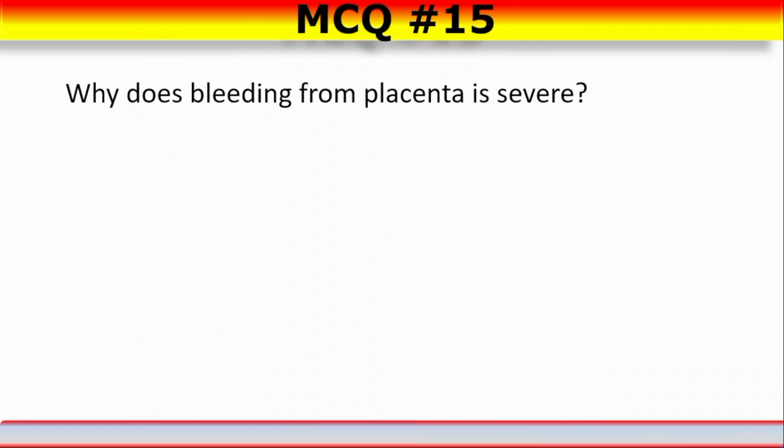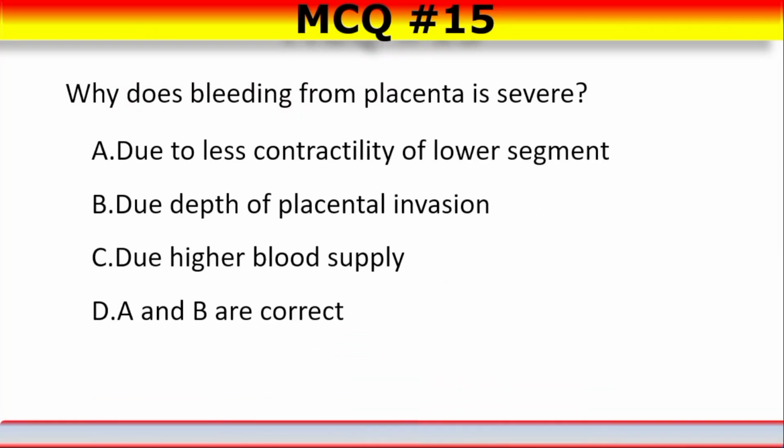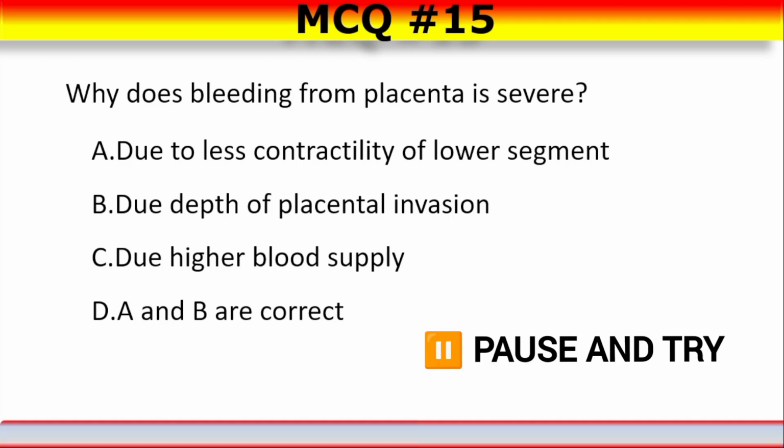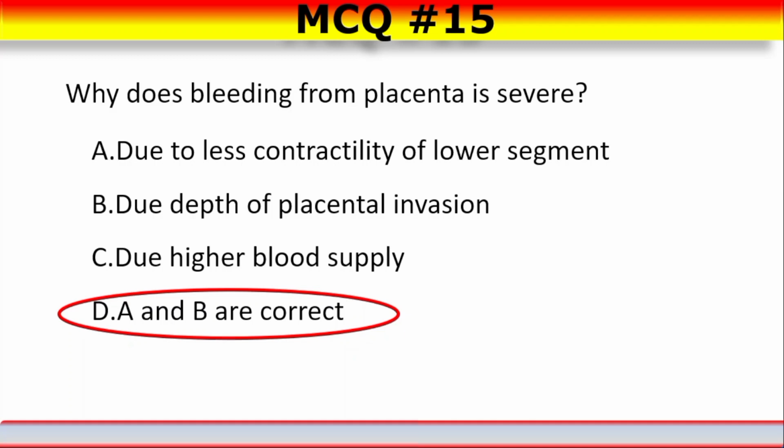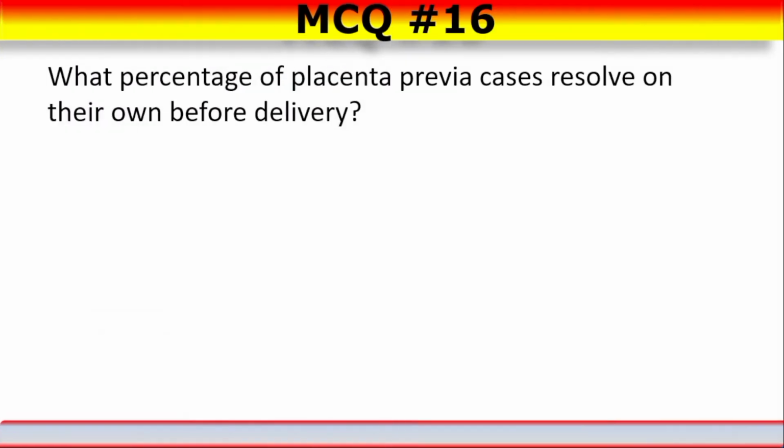Question number 15. Why is bleeding from placenta previa severe? A. Due to less contractility of the lower uterine segment. B. Due to depth of placental invasion. C. Due to higher blood supply. D. A and B are correct. The answer is D. So due to less contractility and the depth of placental invasion in the lower uterine segment, bleeding is severe in placenta previa. That's the correct answer.